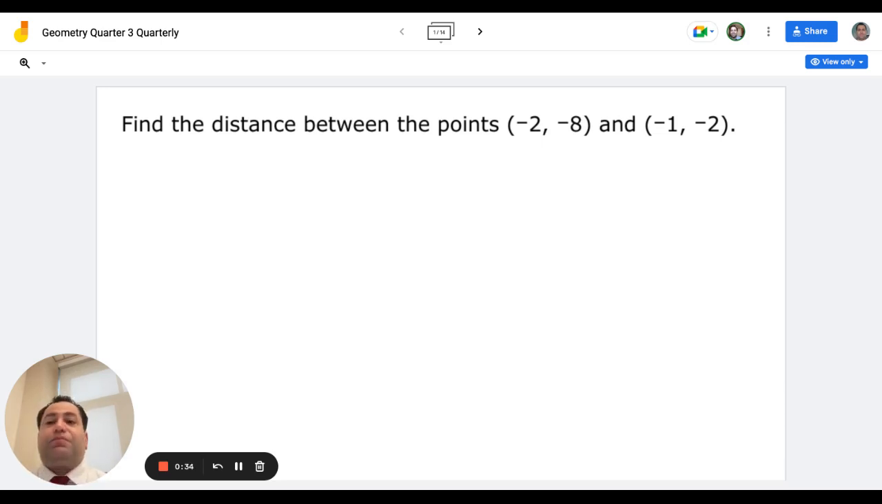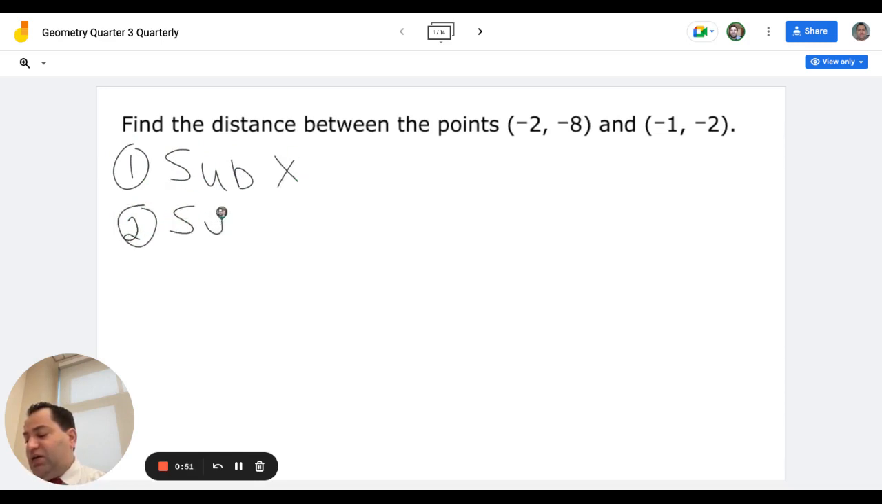It asks, find the distance between points (-2, -8) and (-1, -2). There's a three-step process for finding distance. One, we have to subtract x. Two, we have to subtract y. And three, we have to use the Pythagorean theorem, a squared plus b squared equals c squared.